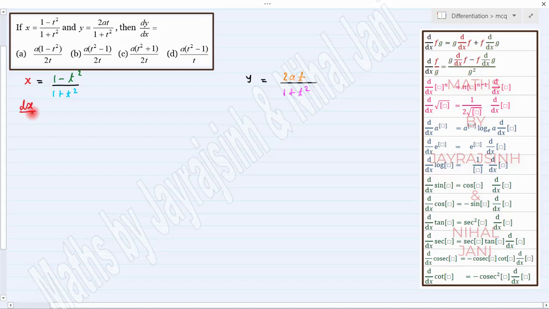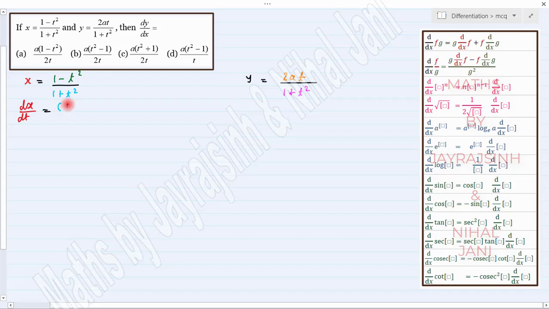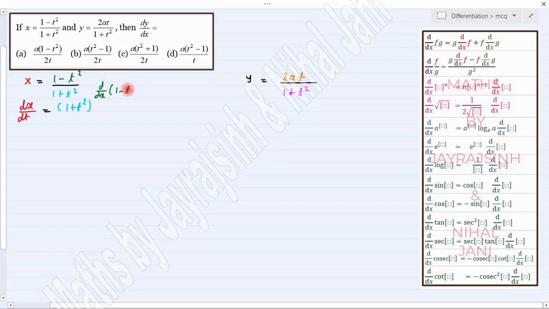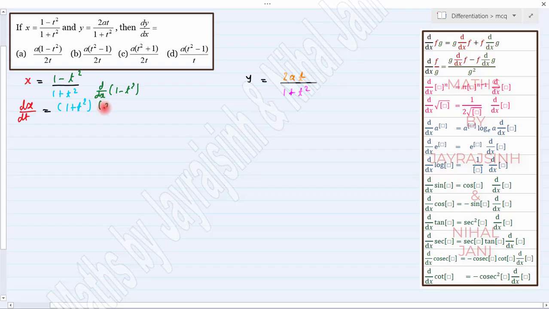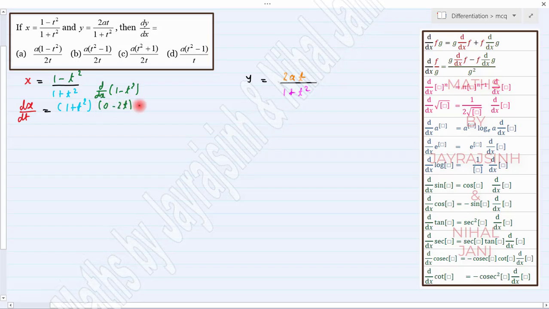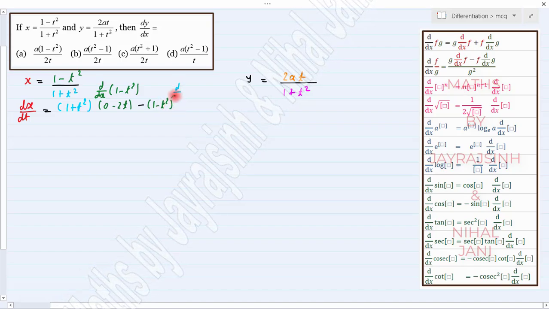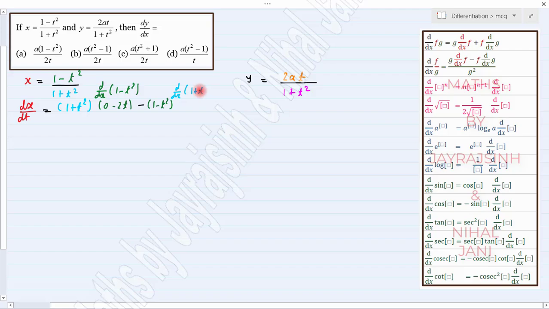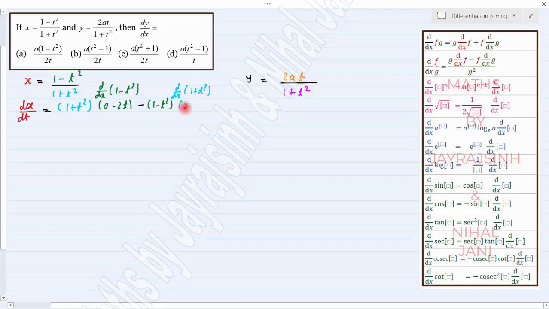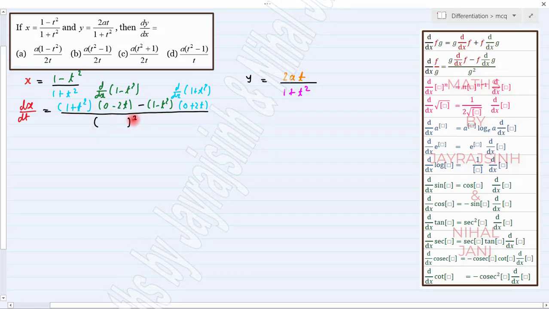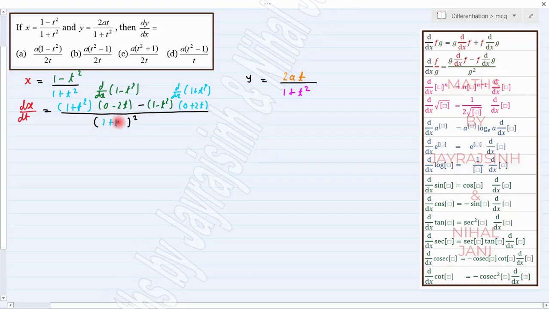So we will get dx by dt is equal to, and for that we have to apply the division rule. Let's say 1 plus t square will be as it is. We have to differentiate the numerator, which is 1 minus t square, so it will be 0 minus 2t. Then 1 minus t square will be as it is. We have to differentiate the denominator, which is 1 plus t square, so it will be 0 plus 2t, whole divided by the square of the denominator, which is (1 plus t square).